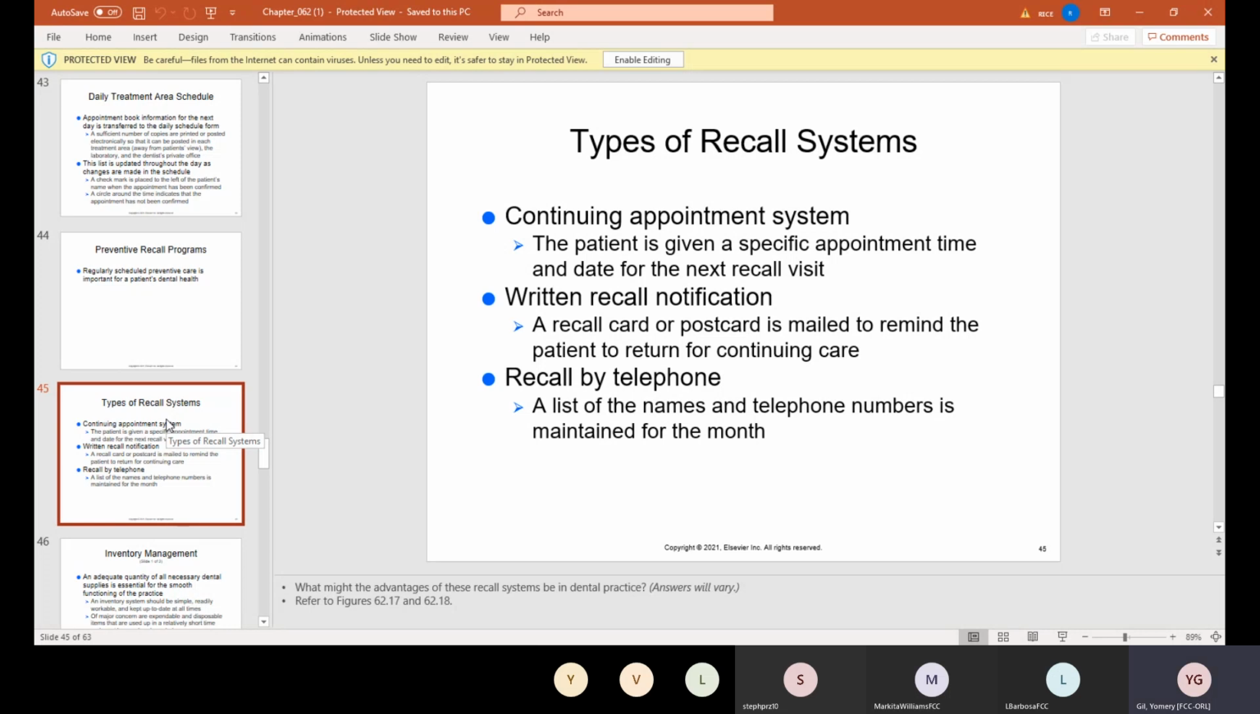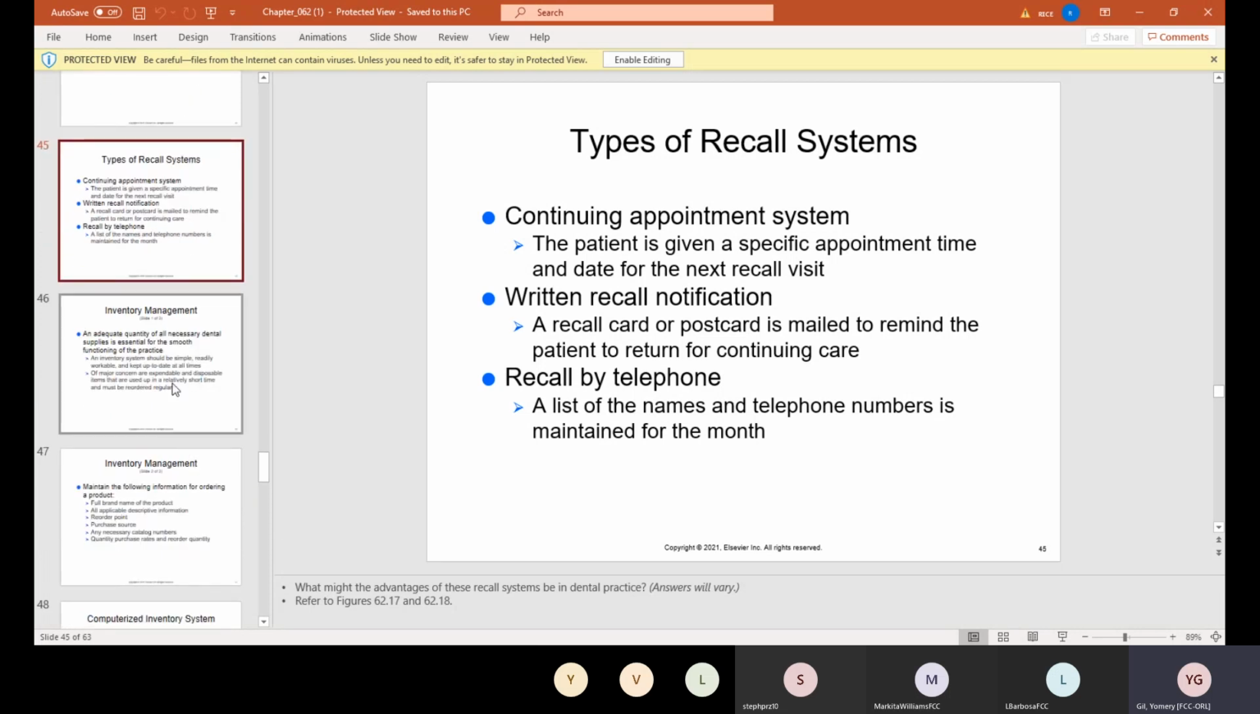And then recall by telephone. A list of the names and telephone numbers is maintained for the month, and somebody will be in charge of calling each patient that's due. I rarely see that happening unless it's a small office.